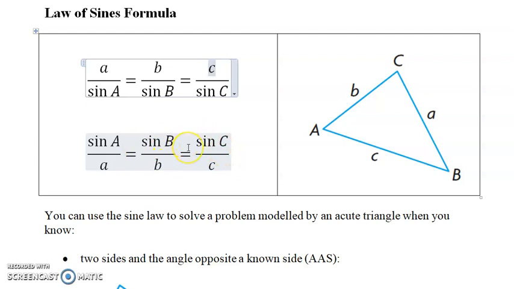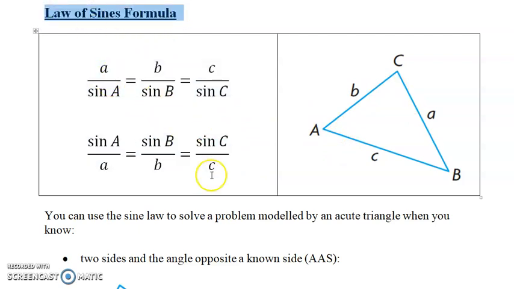Now again, you can manipulate these formulas, as you're going to see when we do some of the questions. Like, you only need to have 2 of them, so you would eliminate sine C over c. All right? But that is the relationship for the law of sines formula that we're going to work with. Okay?